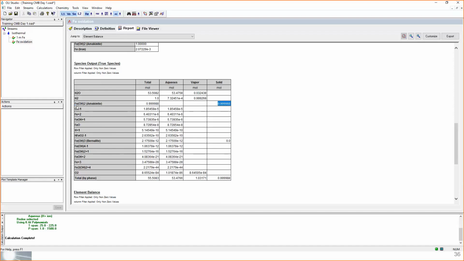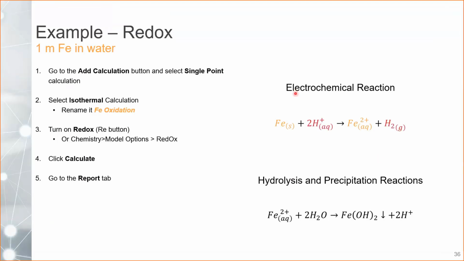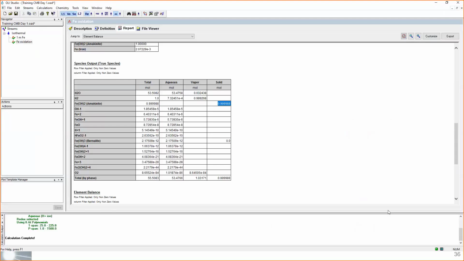So why are we seeing the iron plus 2 as an iron hydroxide? The reason is that when the electrochemical reaction happens, we have this iron plus 2. Then we'll have some hydrolysis reaction that occurs. The iron plus 2 reacts with water and then will precipitate out this hydroxide, iron hydroxide. This is iron 2 hydroxide, and this is what will end up forming at the conditions that we have. And that's why we are seeing this iron 2 hydroxide here.